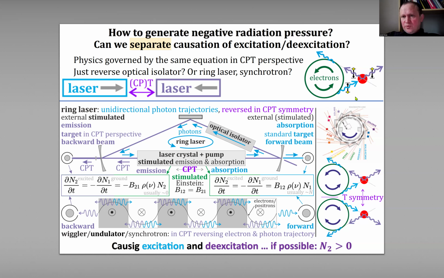So as mentioned, it should cause both excitation here and stimulated emission here, but in the CPT perspective they are switched. So yes, we switch the two. It should also pull photons here and push photons here. So CPT symmetry requires this second causality also, which I think has many applications.